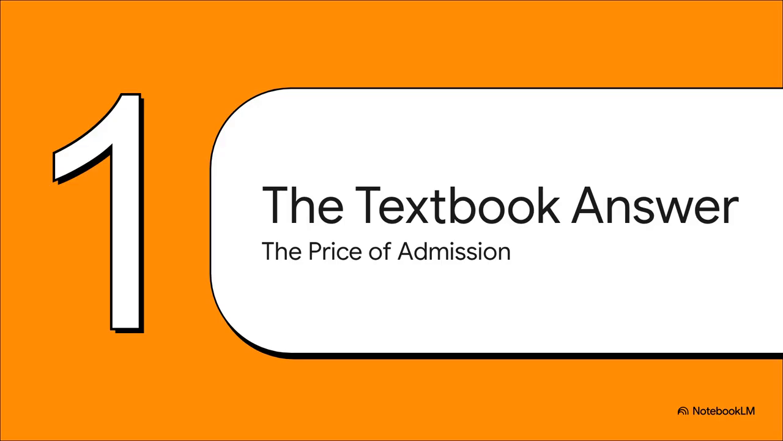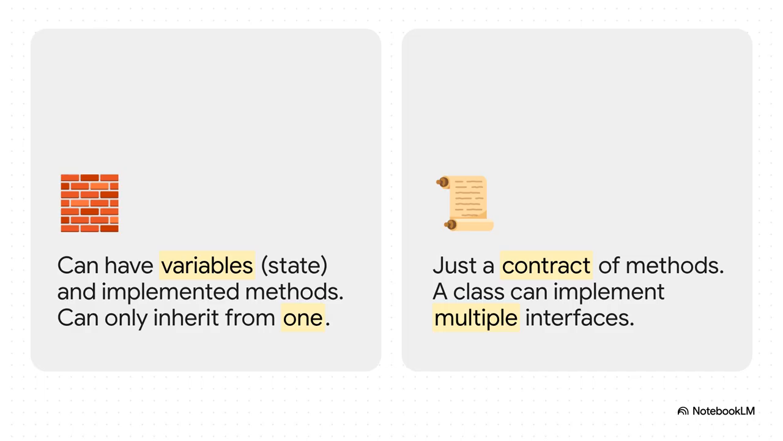Right. Before we get into all the deep design philosophy, we've got to cover the standard technical facts. Think of this as the baseline knowledge. You know, the price of admission to even have this conversation. Okay, so let's do a quick rundown. An abstract class can have variables, which is huge because that means it can hold state. It can also have concrete methods, with full implementations. A key rule, though, is that a class can only inherit from one abstract class.